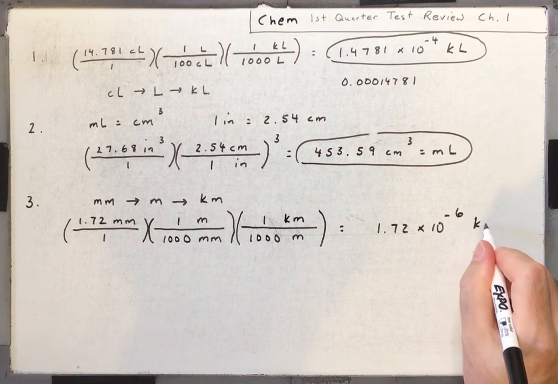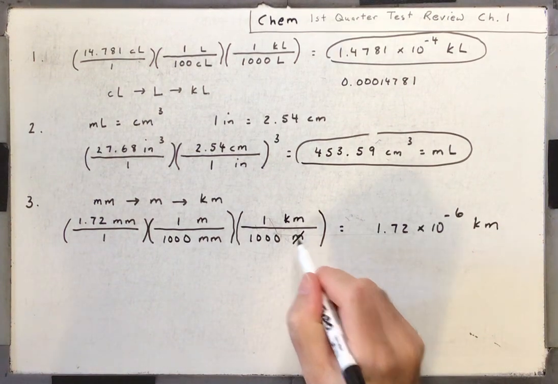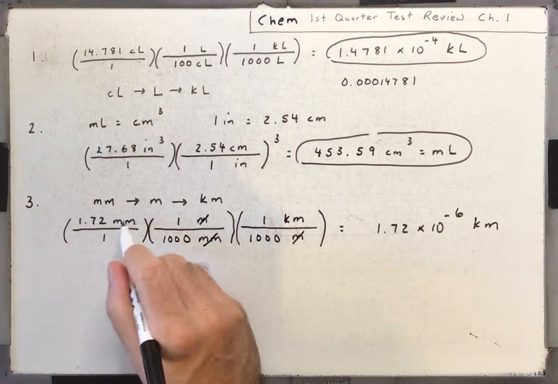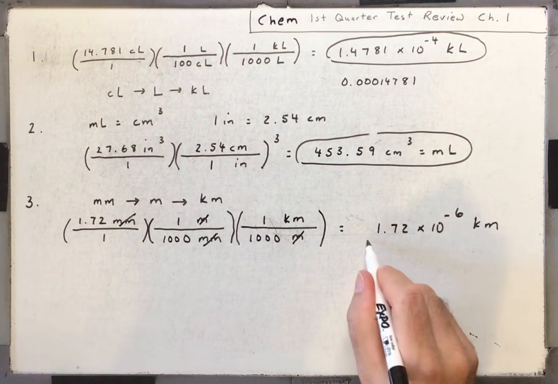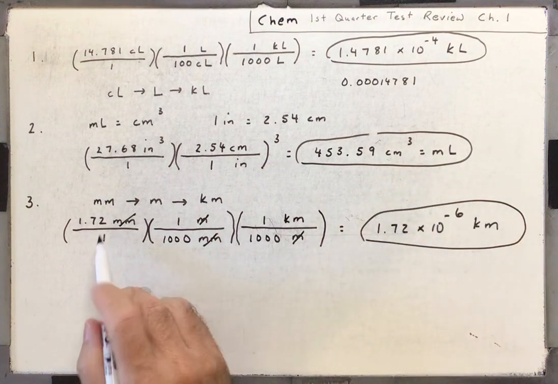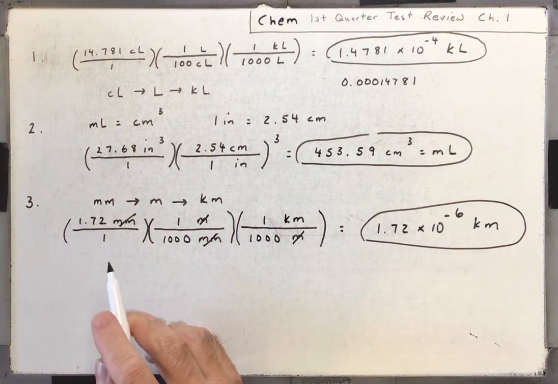And don't forget the unit, we are in kilometers, all right? Because meters canceled, millimeters canceled. So not many kilometers there. But hey, 1.72 millimeters is not very big.